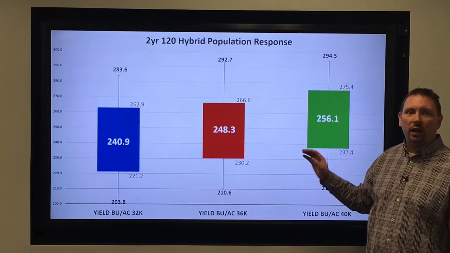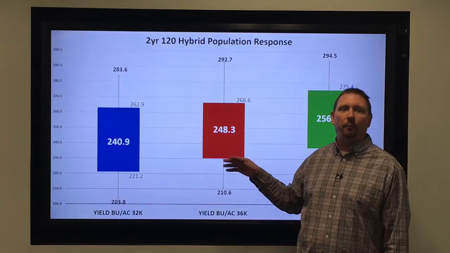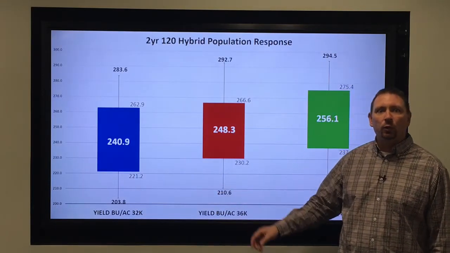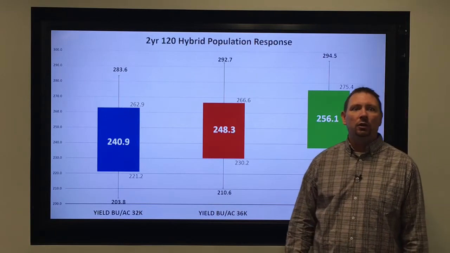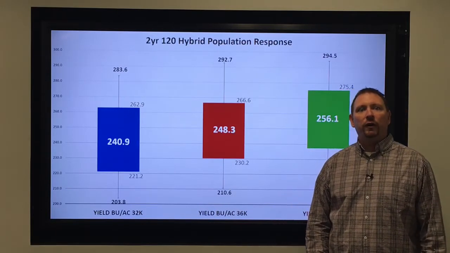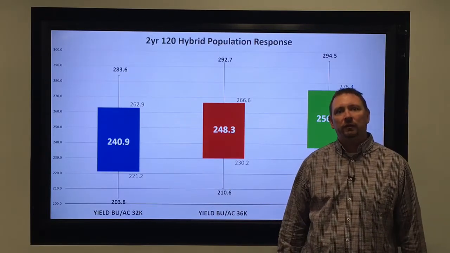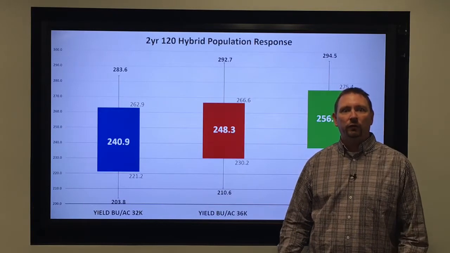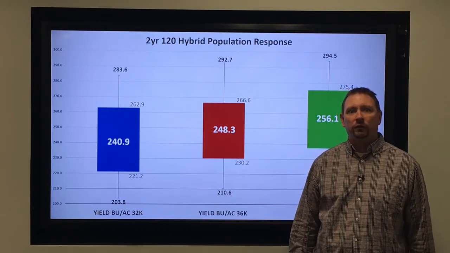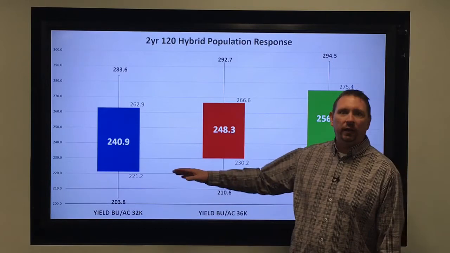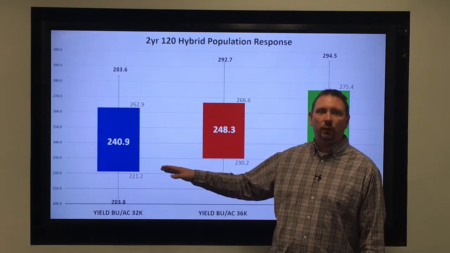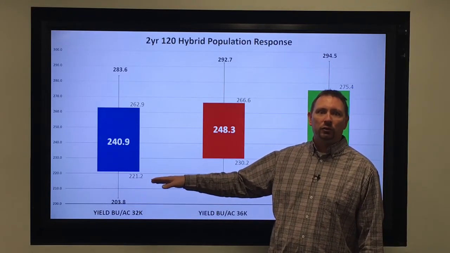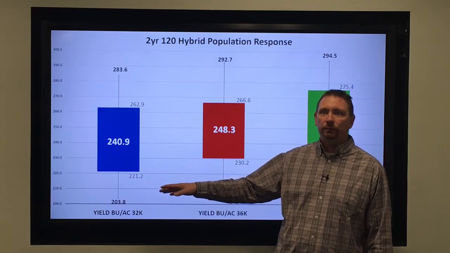Now I know it costs us a little bit more money to plant more seed, but my general rule of thumb is that we need about a bushel to a bushel and a quarter for every incremental 1,000 seeds planted to help us cover those costs, depending upon where your seed costs lie. We're seeing about an 8 bushel increase when we need about 4 bushel increase to cover those costs.